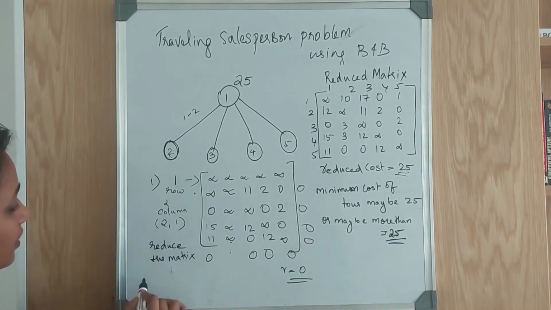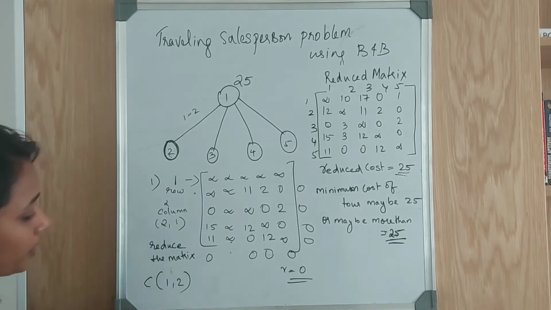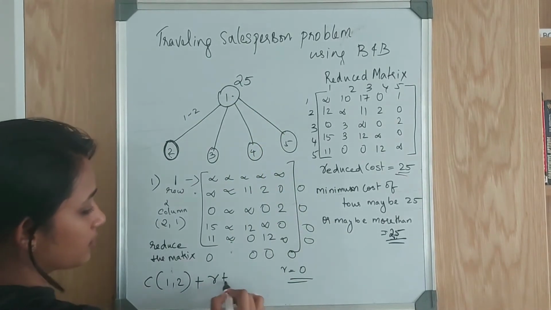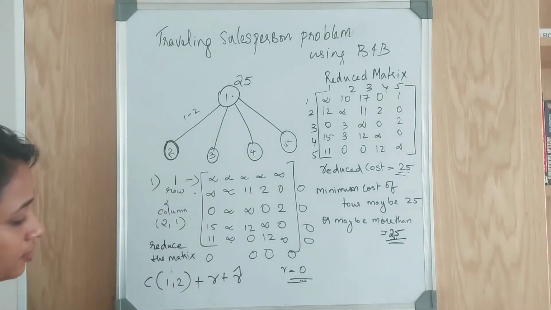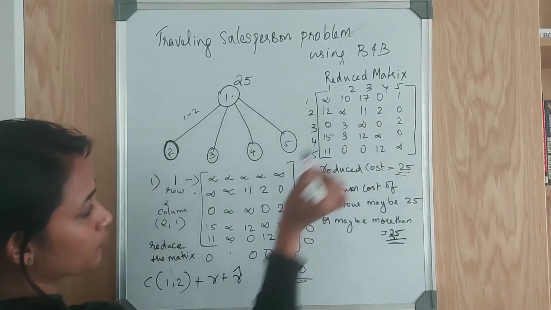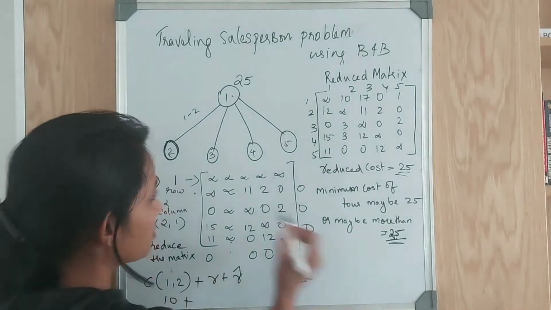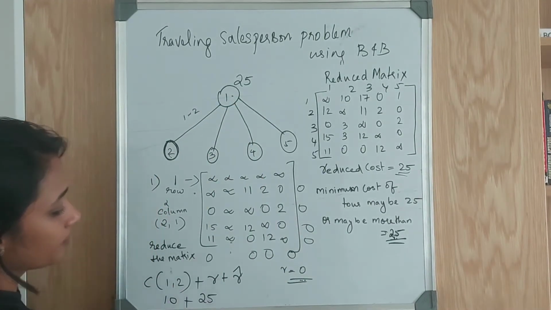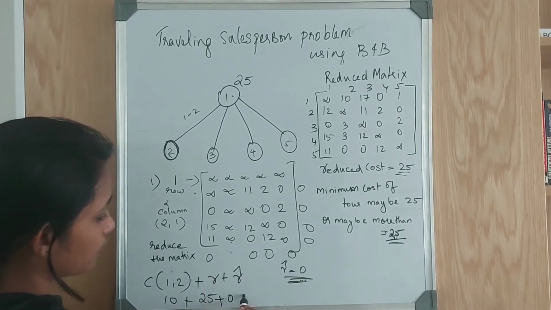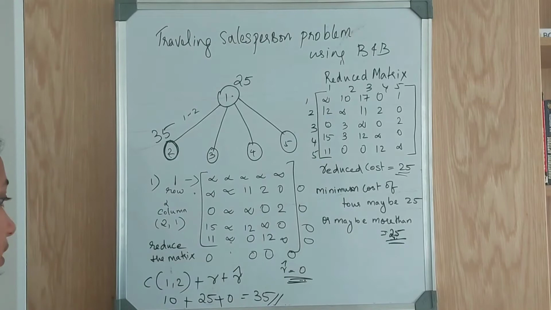Now again there's one more step. You have to find the cost of this: cost of 1 to 2 plus our previous cost, the parent cost, plus the cost that you got now. So what is cost of 1 to 2? Refer to the reduced matrix, don't refer to this. 1 to 2, the cost is 10 plus the parent's cost is 25. Now you got this cost, right? This is our cap, which is 0. So total is 35. So the cost of second node is 35.